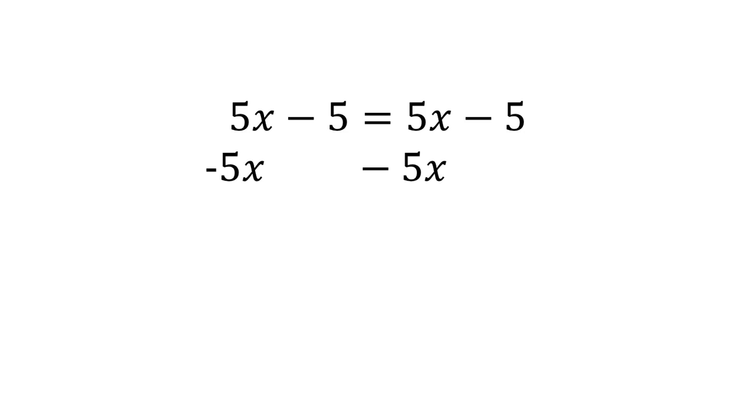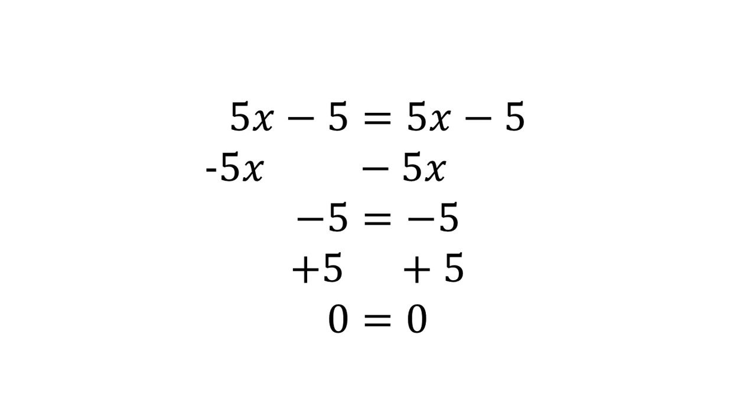Let's first priority get the x's together, right? So we're going to subtract 5x from the left. I'm going to subtract 5x from the right. That leaves me with minus 5 equals minus 5. I could say, well, let me add 5 to both sides. I get 0 equals 0. 0 equals 0, that's just true, right? That's just always true.